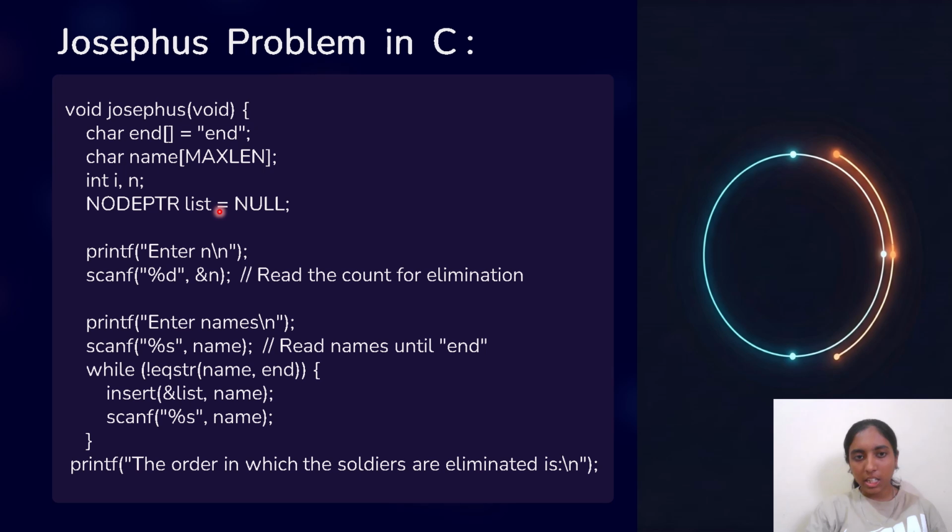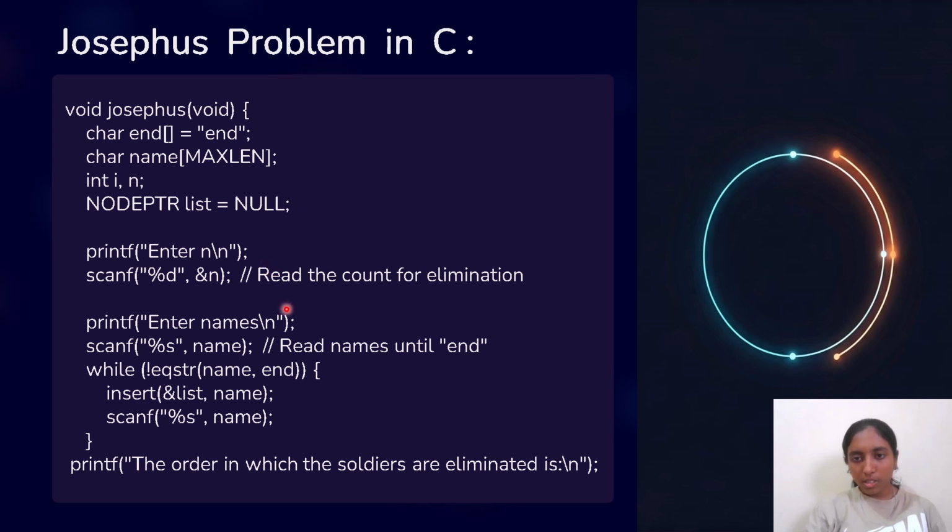And next, we have declared integers i and n, i for looping and n for the count number, the step size in elimination. Next, we declare a pointer list that will point to the head of the circular linked list, initially set to null because the list is empty at the start. Next, we prompt the user to enter the integer n. As we know, n is the step count, and every nth person will be eliminated.